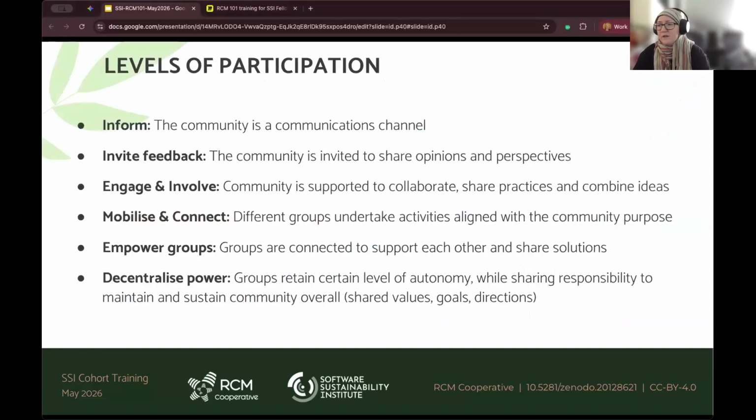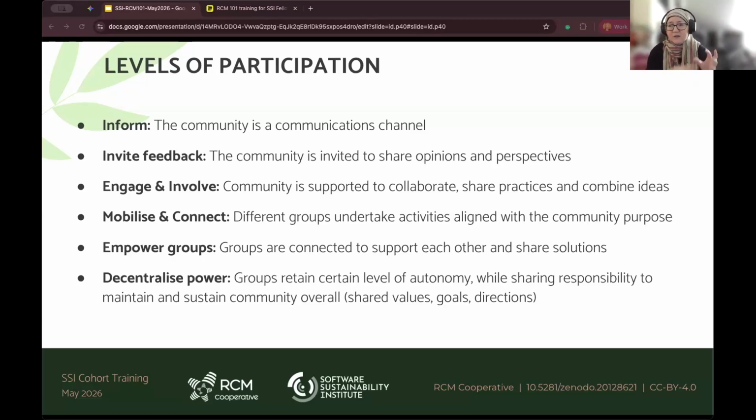So this one is just a bit of an example of what these different stages or levels of participation mean. So informing, that's where the community has a one-way communication channel. So that could be a newsletter, it could be a web page, something like that. It could be some sort of social media post. So you are sending out information to the community rather than it being bi-directional. The second level there, inviting feedback, is where you're actually asking for opinions. So again, that is not a consistent dialogue that you're creating, but you're receiving feedback and you're probably actioning that feedback from the community.